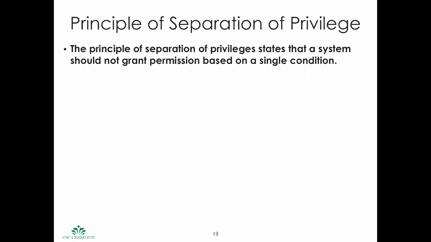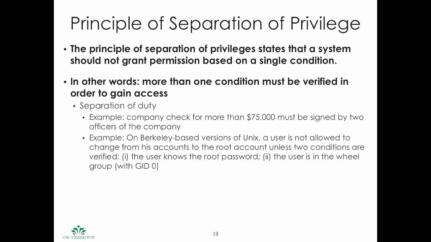The principle of separation of privilege states that the system should not grant permission based on a single condition. In other words, more than one condition must be verified in order to gain access. So this principle is similar to the principle of separation of duty. For example, company checks for more than a certain amount must be signed by two officers of the company. If either of them does not sign, the check should not be considered as valid. So the two conditions are the signatures of both officers.